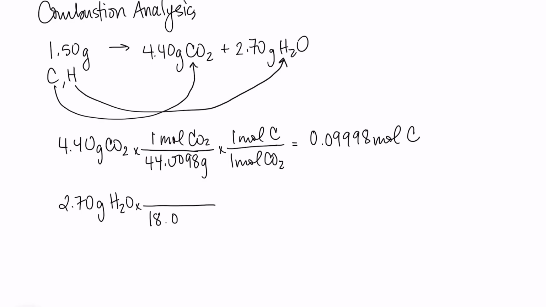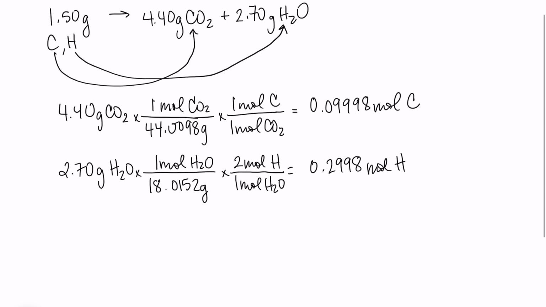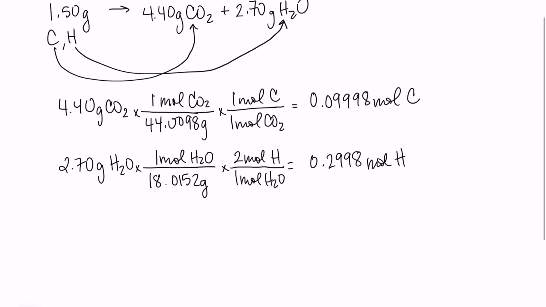I also have my hydrogen, 2.7 grams of water. I'll divide by the molar mass. And for water, because it has that subscript of 2, 1 mole of water contains 2 moles of hydrogen. So that gives me 0.2998 moles of hydrogen.